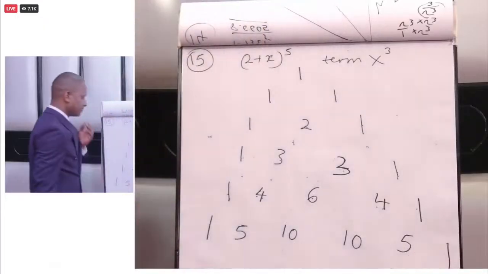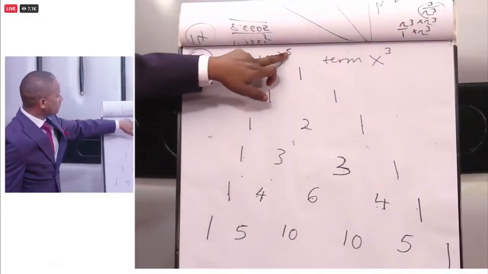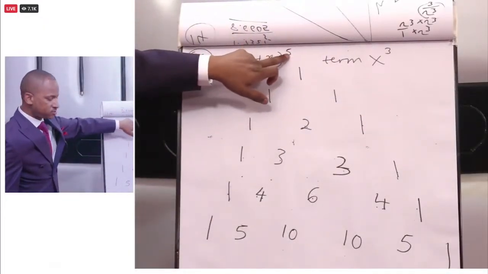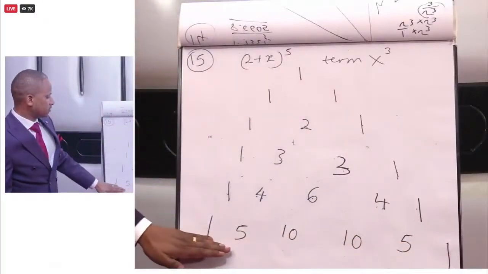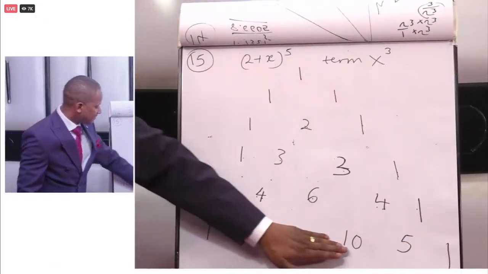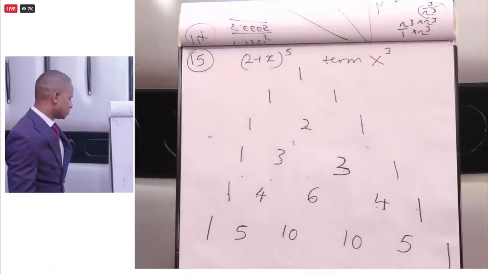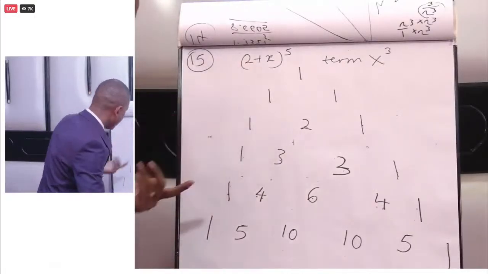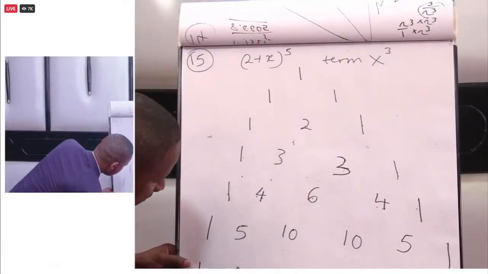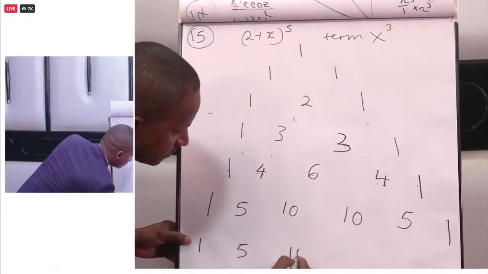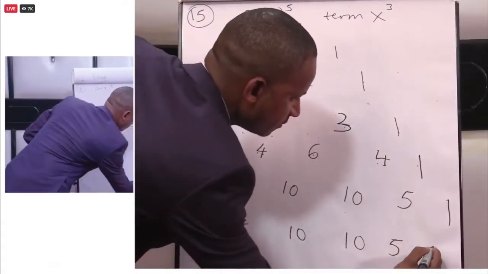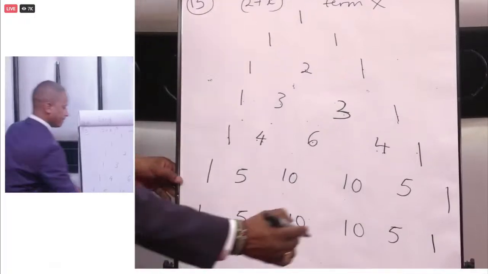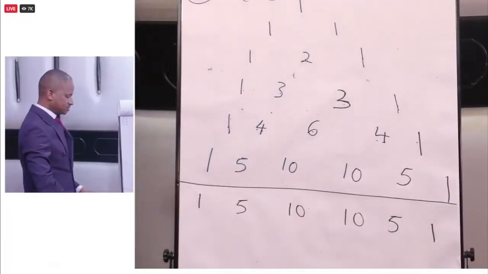Then another 1. Because we have been restricted to this power, these are the values that we are going to use on this Pascal's triangle. So from here, we are going to use 1, 5, 10, 10, 5, 1. We are going to leave our Pascal's triangle there.